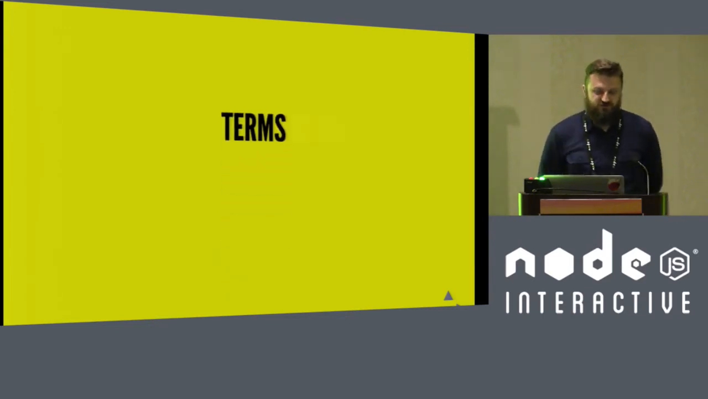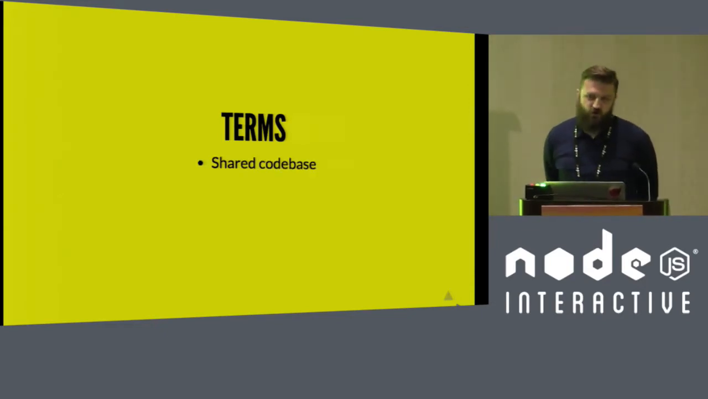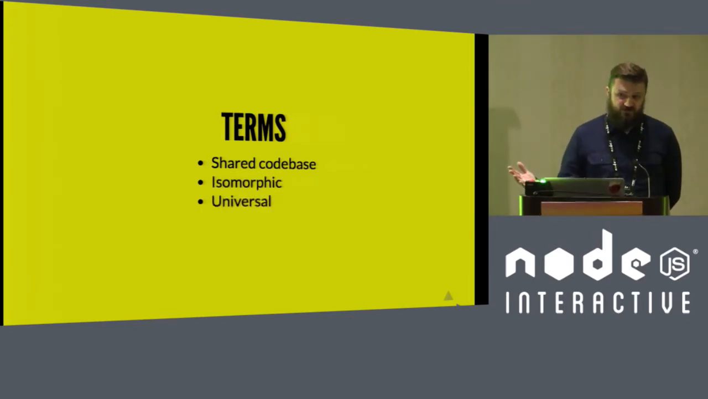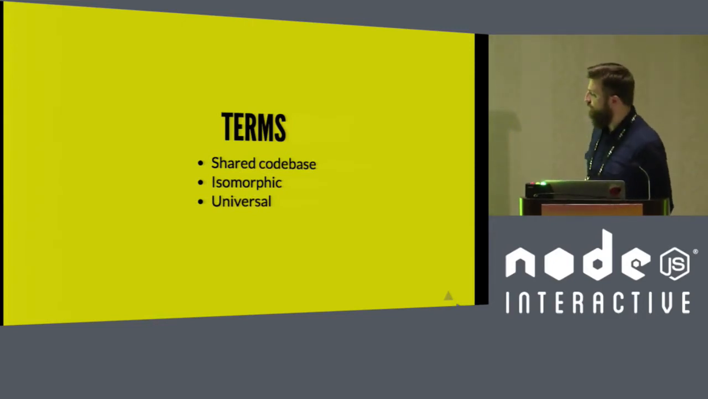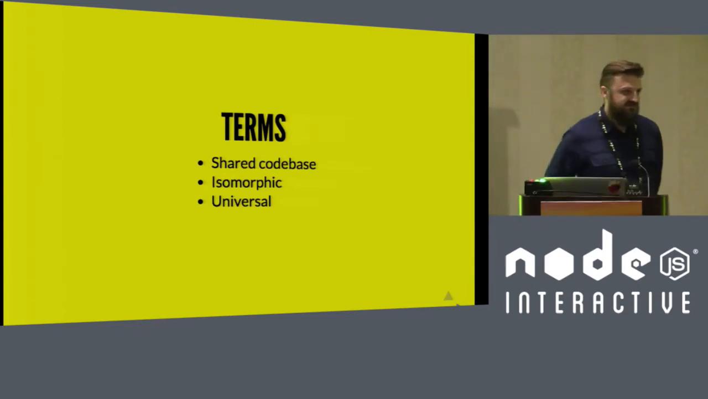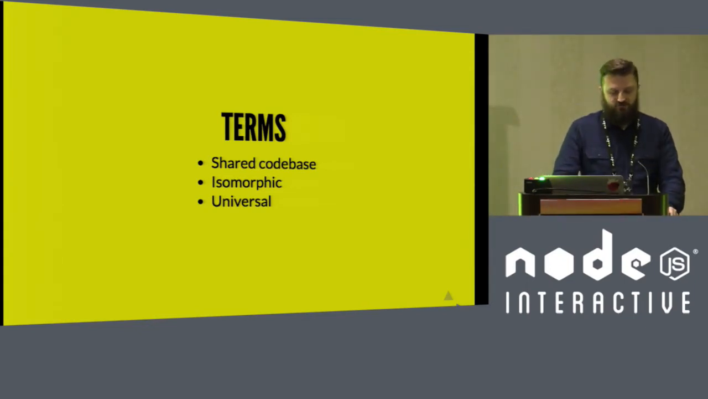All right, there's a few terms you should know. You've probably heard of a lot of these, but if not, that's okay. I'll probably be saying some of these myself. Shared code base, isomorphic, universal. This is a newer one that people are using. I kind of like that one, universal. If you haven't guessed, these all mean pretty much the same thing, which is that single code base which runs in both the server and the client. That's the goal of server-side rendering.